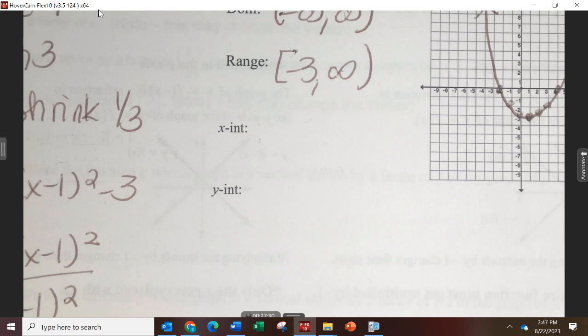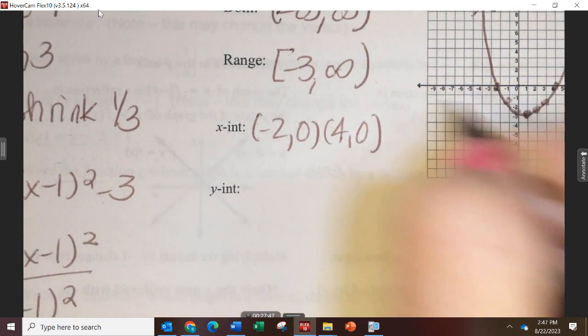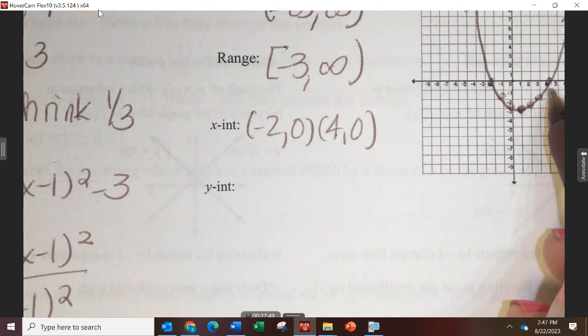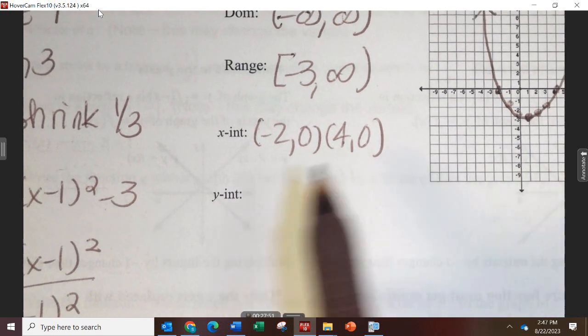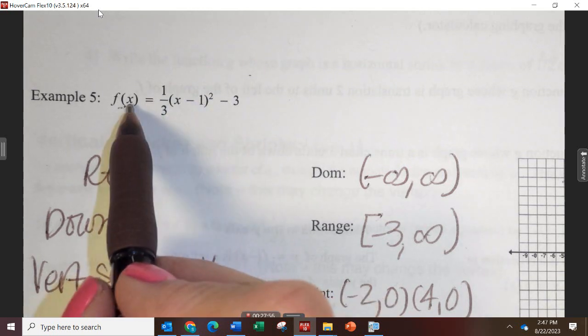Oriana, do you have it? Not yet? Okay. Anybody know the x-intercepts? What do you think, Alex? -2, 0, and 4, 0. Let's see if that looks right on our graph. -2, 0, 4. That looks good, doesn't it? Yep, that's right.